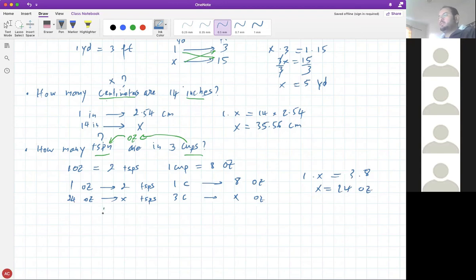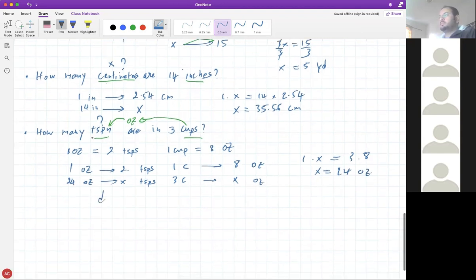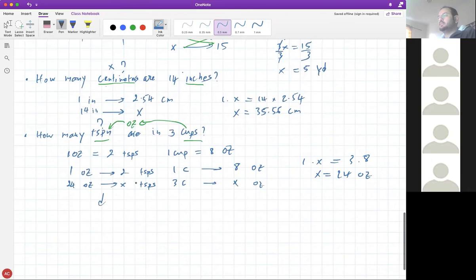Okay, so we just need to solve this to find X in tablespoons, because that's what we're looking for. So again, cross multiplying, 1 times X equals 24 times 2. X equals 48 tablespoons. So that's the final answer.